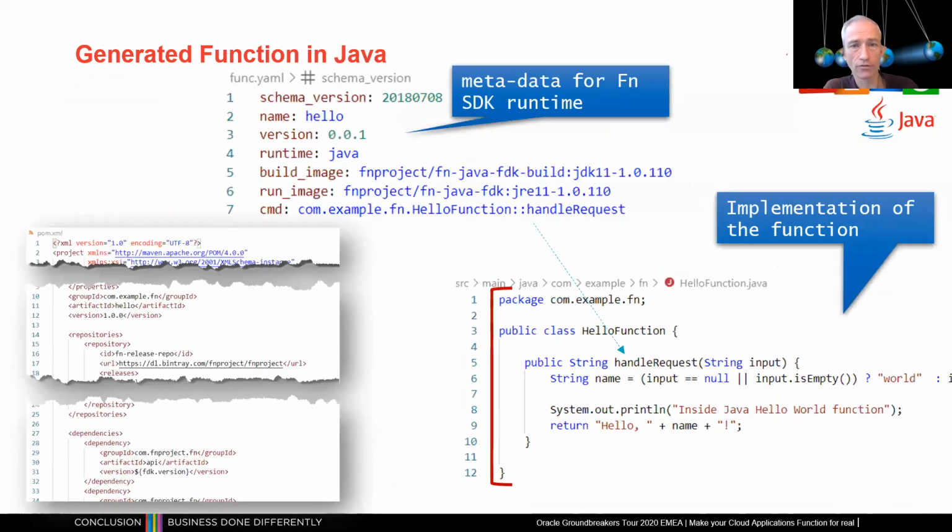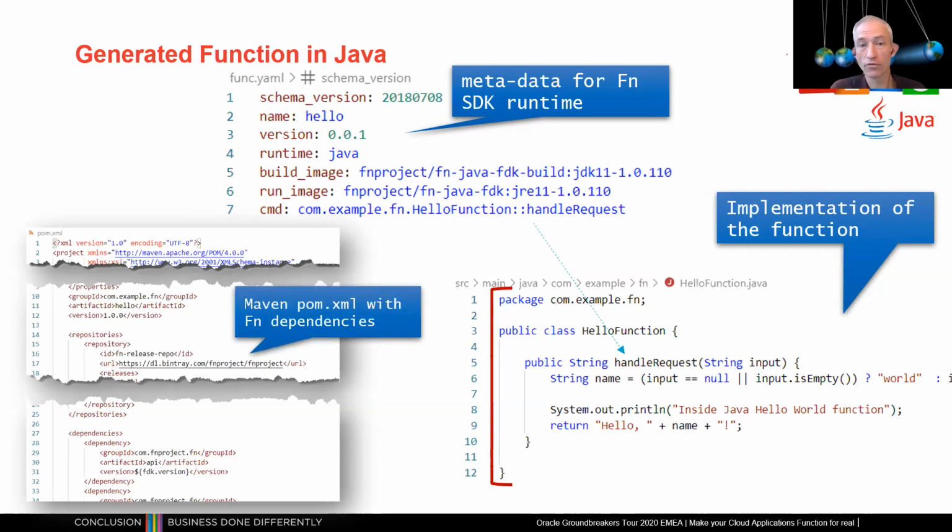I could also have created a function in Java, and then these files would be slightly different. Well, actually, the func.yaml is slightly different. The implementation, of course, is very different. This is Java. And in this case, there also will be a Maven POM file with all the dependencies. For anyone doing Java development, it's completely natural to program Java classes, obviously, and to have a Maven file to define dependencies. So this feels like a very normal Java development environment.